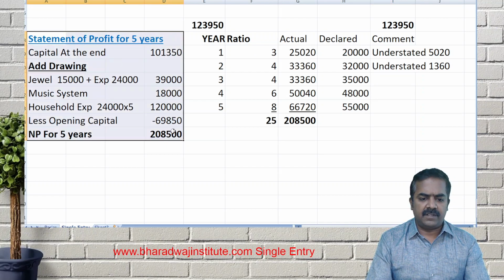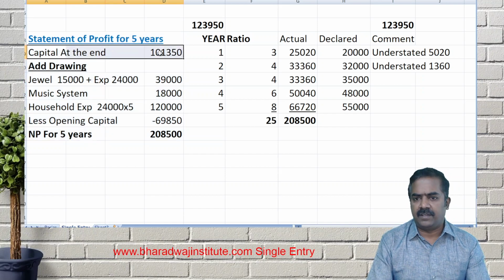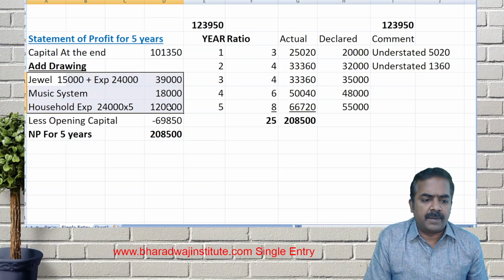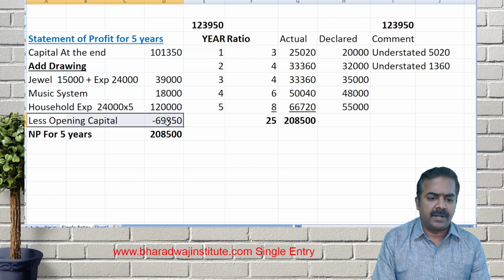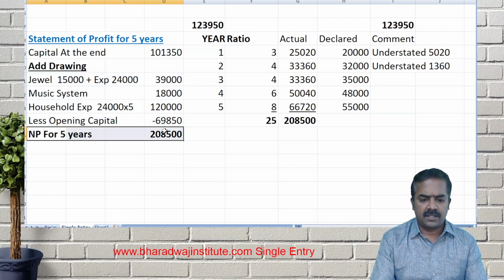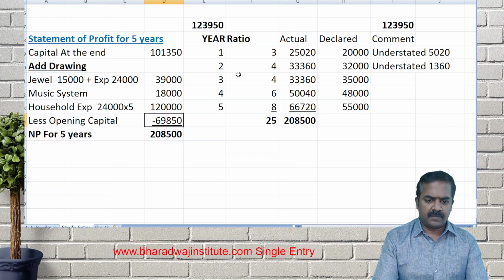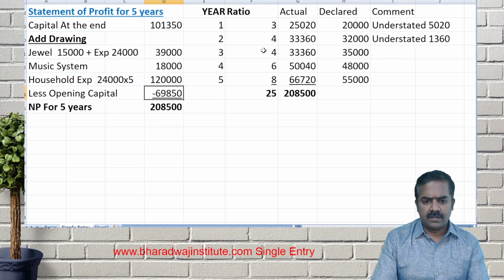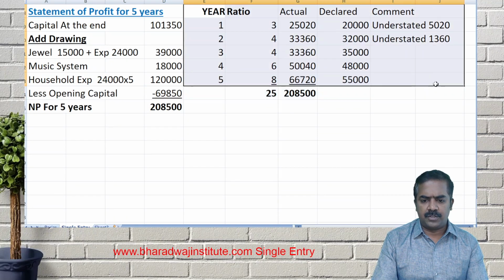Once again, I repeat. Statement of profit for 5 years. Any doubt in it? We take capital at the end of 5 years. All drawings for 5 years, we add back. Minus opening capital gives us net profit for 5 years. So we apportion the profit in the ratio.